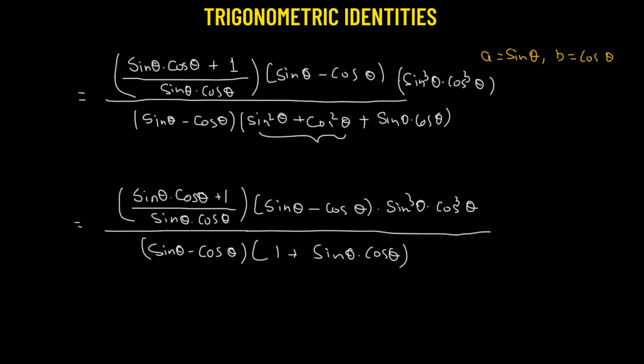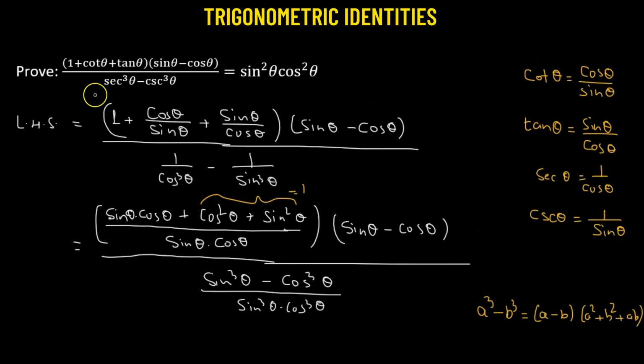So we can cancel out this particular expression with that in the denominator. Sine theta minus cosine theta will also get factored out. So 1 over sine theta cosine theta, and we'll have sine squared theta cosine squared theta in the numerator, which is the expression on the right hand side. Hence, we have successfully shown that the left-hand side of the given trigonometric expression is equal to sine squared theta times cosine squared theta. Hence, proved.